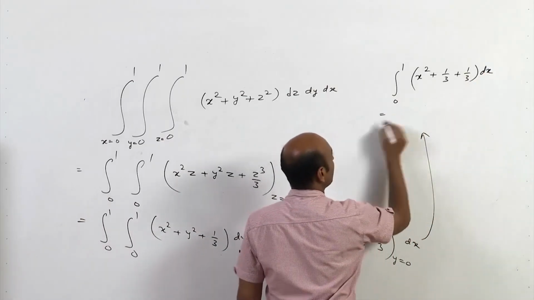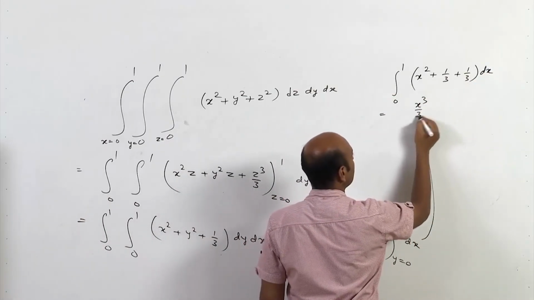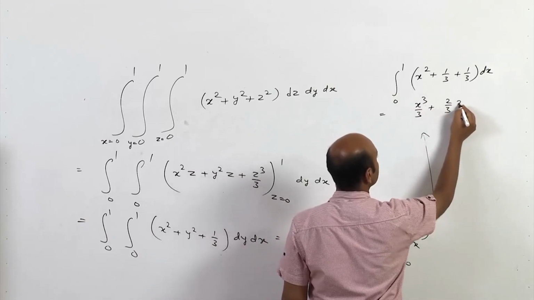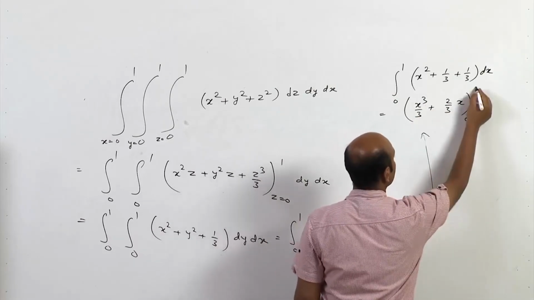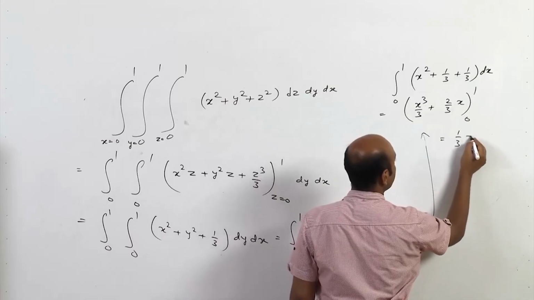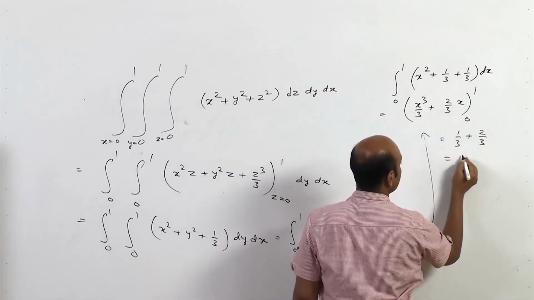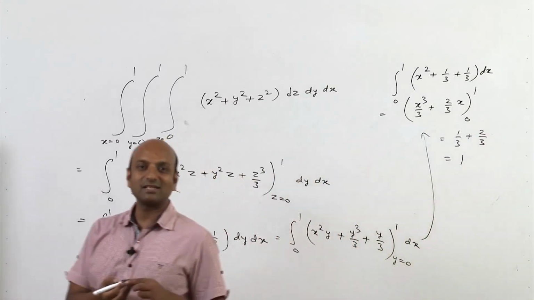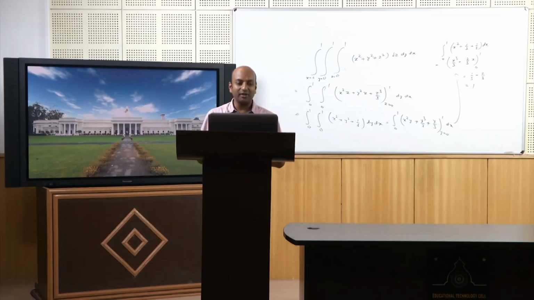So, this is again equal to x cube by 3 plus 2 by 3 x from 0 to 1. So, it is 1 by 3 plus 2 by 3, which is 1. So, the final answer is 1. So, in this way you can solve such type of problems, and similarly you can also solve the next problem of this slide.